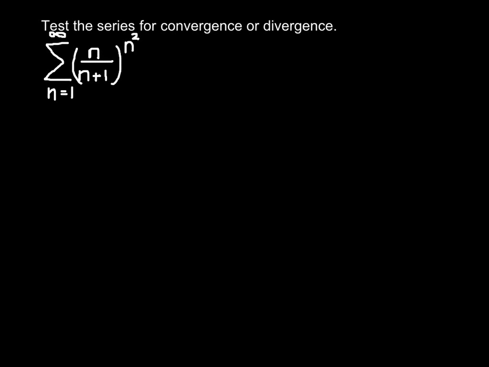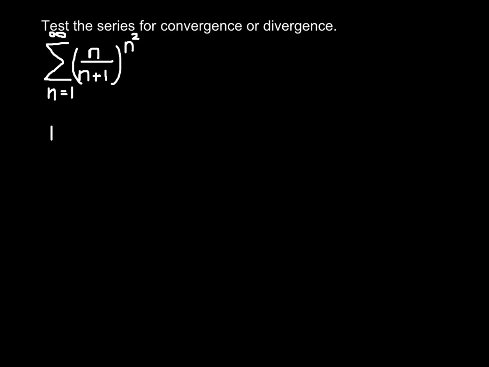Test the series for convergence or divergence. We have the summation n equals 1 to infinity, n over n plus 1, the whole thing raised to the n squared power. Whenever you notice that the terms in the sequence are raised to the nth power, then it's good to use the root test. This is to the n squared power.